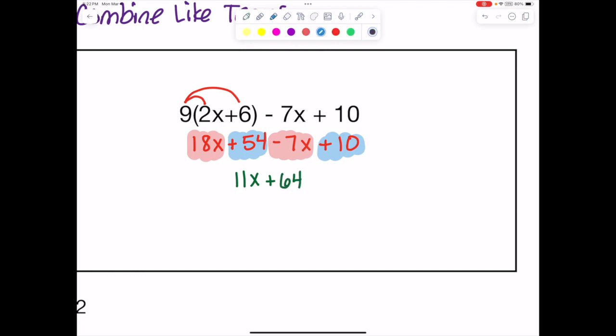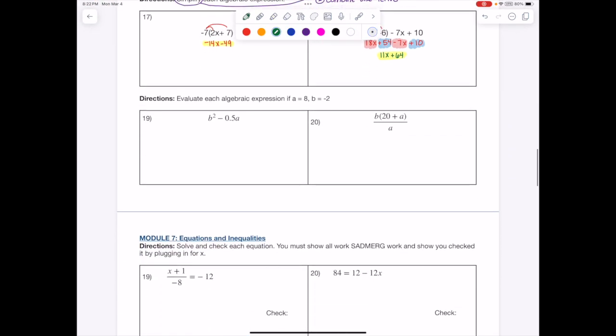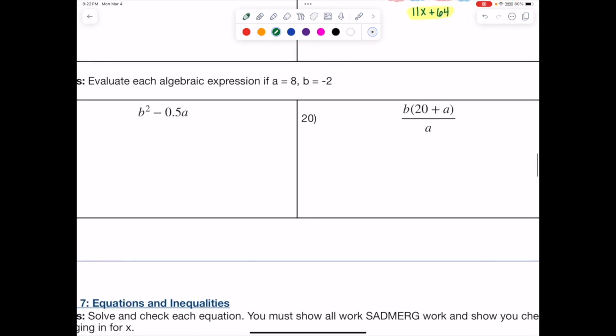And there you go. You have distributed and combined like terms. So you're all done. All right, let's go into evaluating.